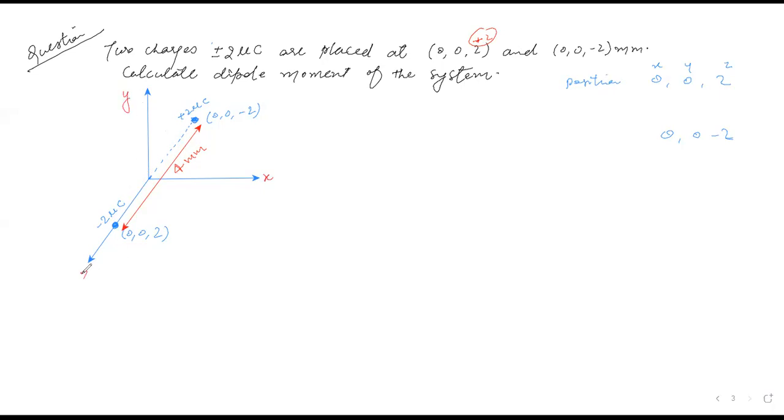X-axis, Y-axis, and Z-axis. The value of charges which is given as Q is equal to 2 microcoulomb, which is equal to 2 into 10 raised to the power minus 6 coulomb, and the separation between both charges, which is 2L, is equal to 4 mm, which is 4 into 10 raised to the power minus 3 meter.